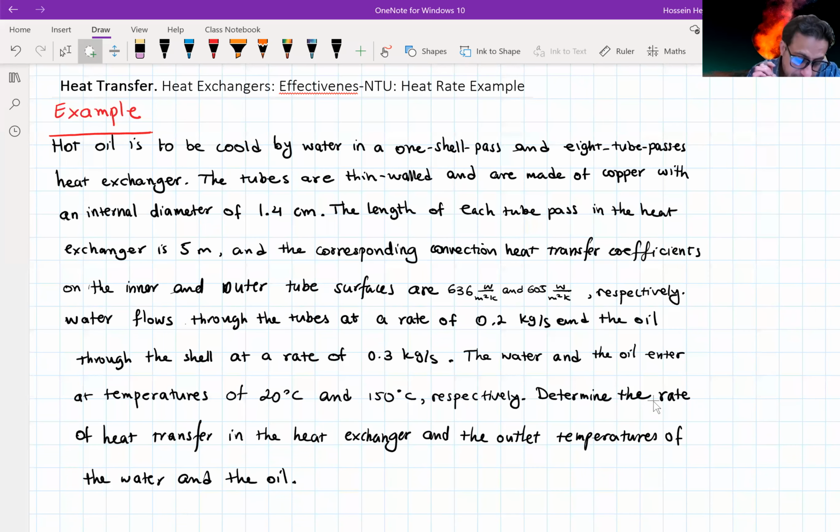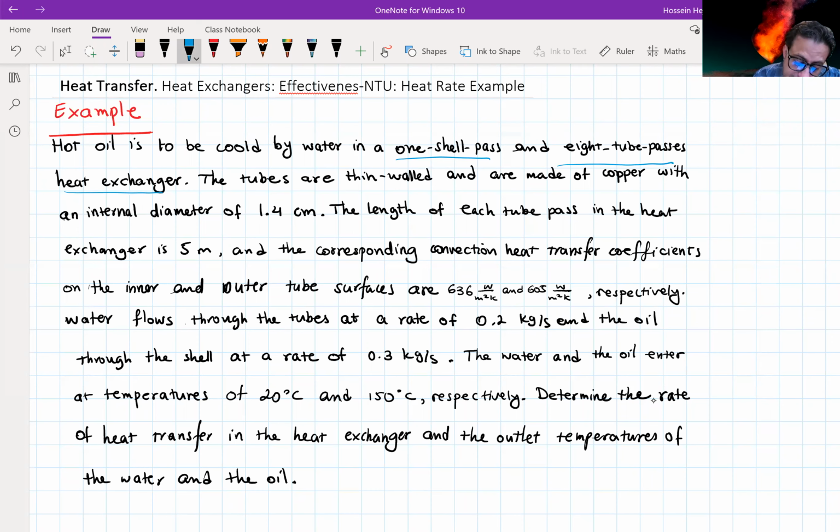Here is another problem for analyzing a heat exchanger. Let's say we have a shell and tube heat exchanger. This heat exchanger already exists: a one shell pass and 8 tube passes heat exchanger.